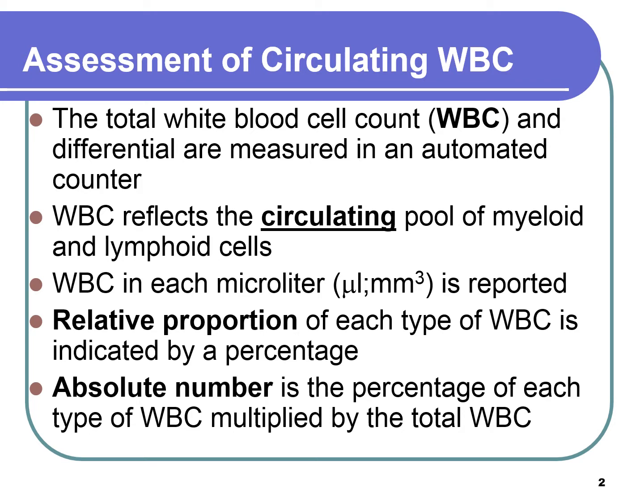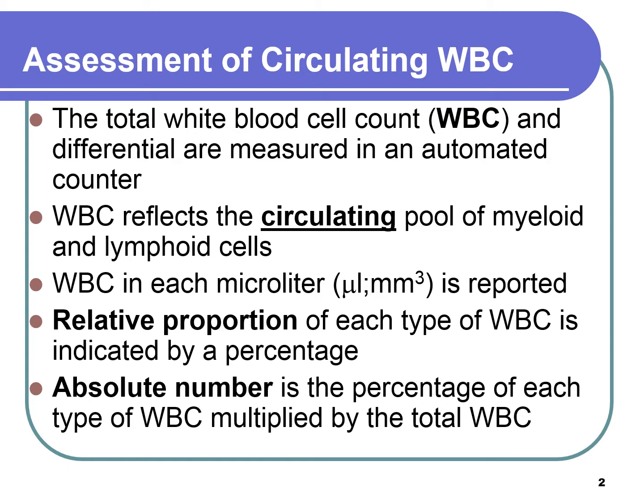First, I would like to tell you about the total white blood cell count. We get all the information about the white blood cell count from automated analyzers, and the differential is usually measured from these automated cell counters. The white blood cells that we get from the sheets printed from these analyzers reflect the circulating pool of myeloid and lymphoid cells.